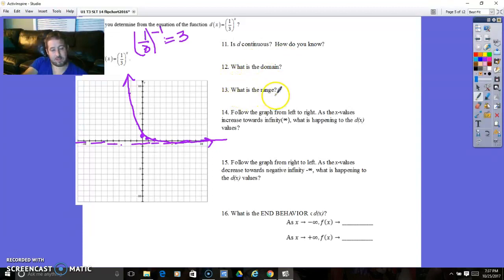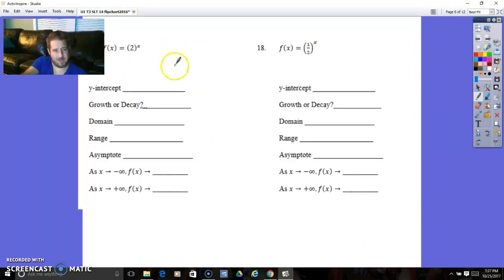The range would be everything that's above 0. So it's getting smaller as it goes to the right, and it's getting larger as it goes to the left. Let's talk about end behavior. How do the arrows behave after it passes the graph? As you go left infinitely, it's going up infinitely, so that's positive infinity. As it goes right infinitely, it's going to get closer and closer to 0. It's approaching 0, but it's never going to hit 0.